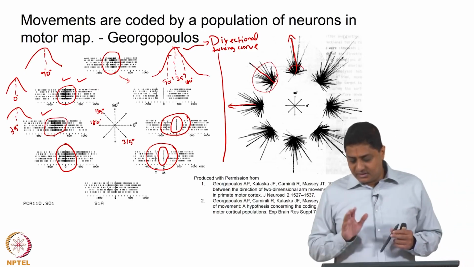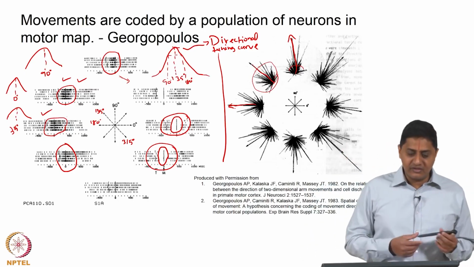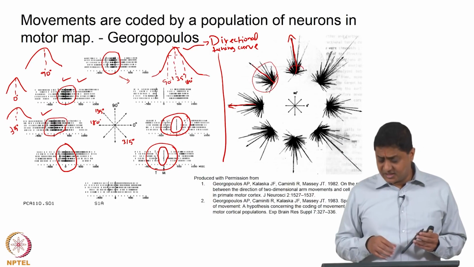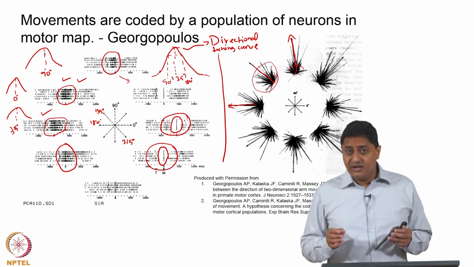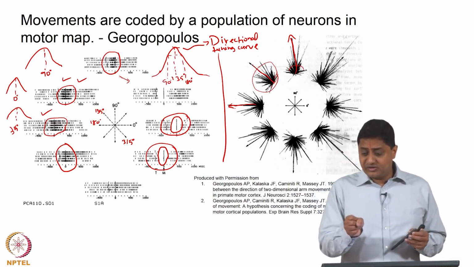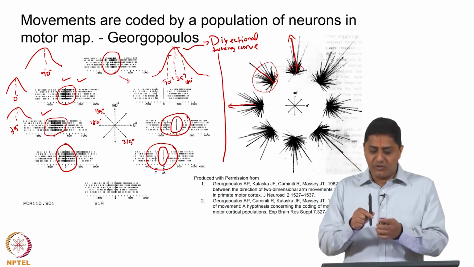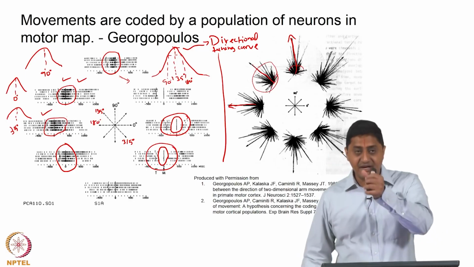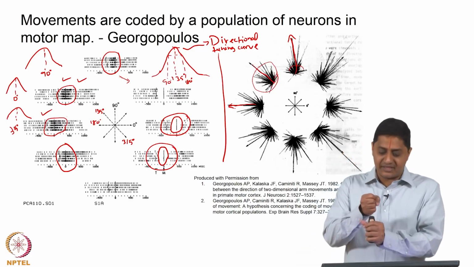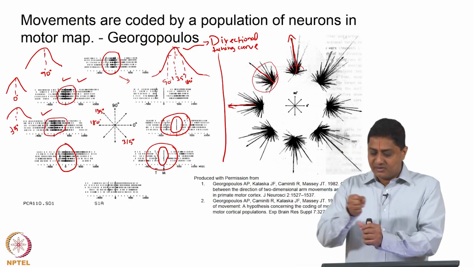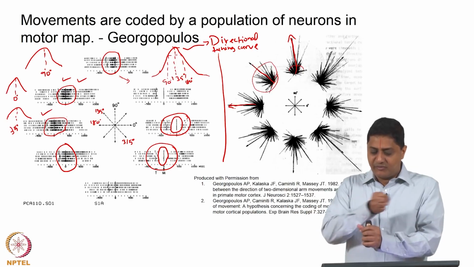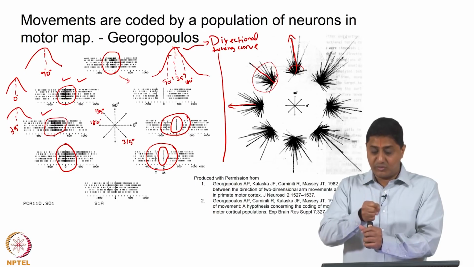We will have to go back to our earlier classes and remind ourselves of how this is done. This is a center out reaching task, depending on the direction of movement. So, if this is the center, suppose the place where I am holding this remote is the center, let us assume that. Then if I am doing that, that is one movement, and if I am doing that, that is another movement, if I am doing this, that is another movement, that is another movement.